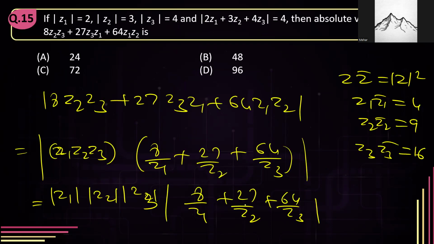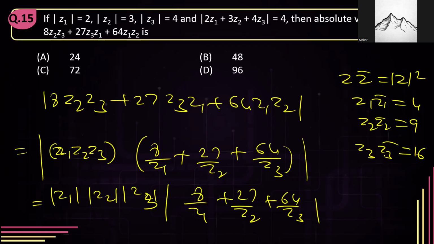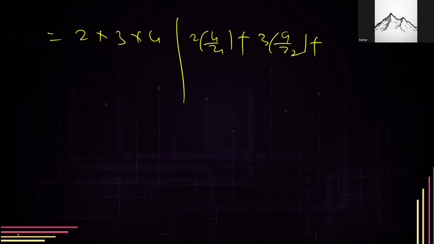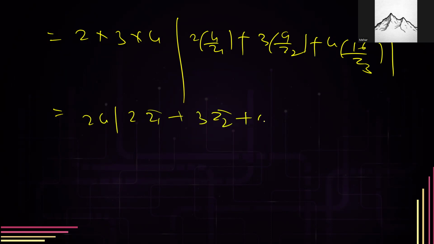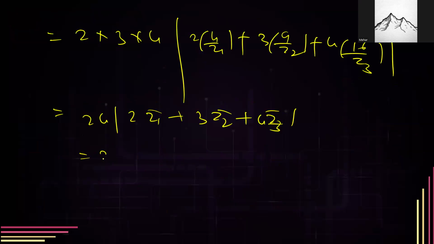Similarly, you have 27 by Z2, and 9 by Z2 is Z2 bar. So I'll write 3 into 9 by Z2. And the last one is given as 64 by Z3, and 16 by Z3 is Z3 bar. So 4 into 16 by Z3 here. And you can write this as 24 into 2 times Z1 bar plus 3 times Z2 bar plus 4 times Z3 bar. This is with the help of the results which I wrote here. And once you get this, you see that this can be written as 24 into, inside the modulus, even if you write the complex number without the conjugate, the modulus will not be affected.